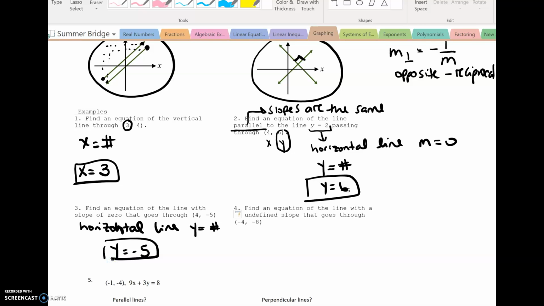For example 4, we're going to have find an equation of the line with an undefined slope, meaning to say it's going to be a vertical line. And every vertical line is going to have the equation x equals a number. Therefore, we look at the ordered pair, which is -4, -8, and we're going to specifically look at the x coordinate, which is -4. So that's going to be our equation.